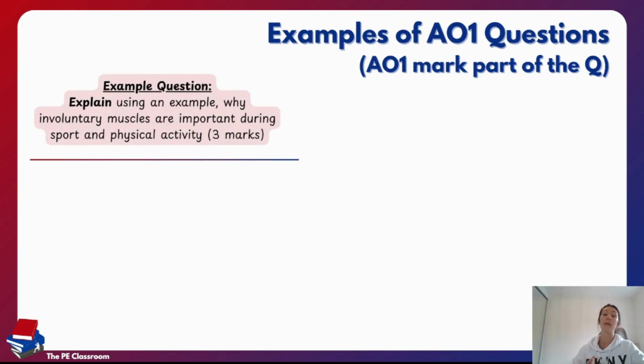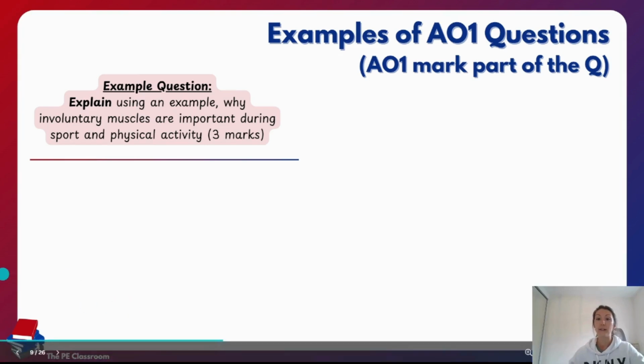Then you've got them AO1 marks that I talked about that might be integrated into questions that have an AO2 and an AO3 response. So this question here is asking you to explain. So already, if you know your command words, you know that explain means a little bit of something else. It means you've got to go into more depth, you've got to explain something, provide more detail. Okay, so here, explain using an example why involuntary muscles are important during sport and physical activity, and it's worth 3 marks.